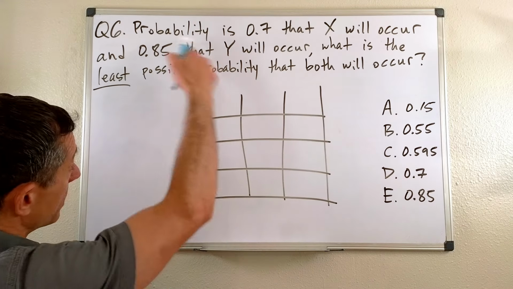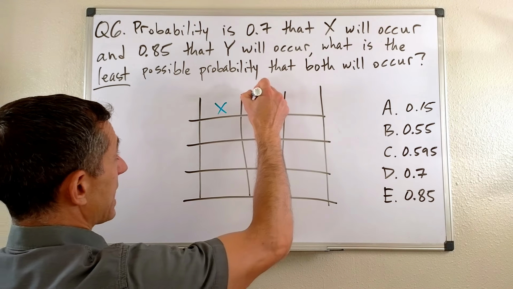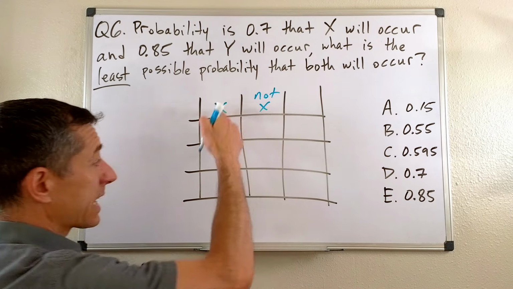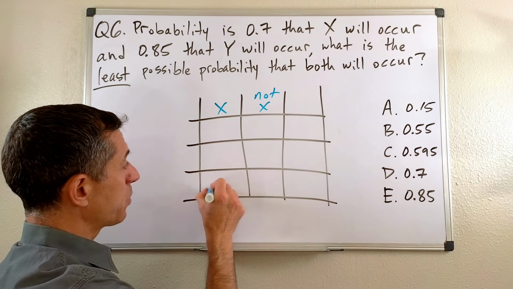That's part one. So let's go ahead and fill this stuff in. So we've got X, we've got not X. What's the probability that X occurs? It is 0.7.